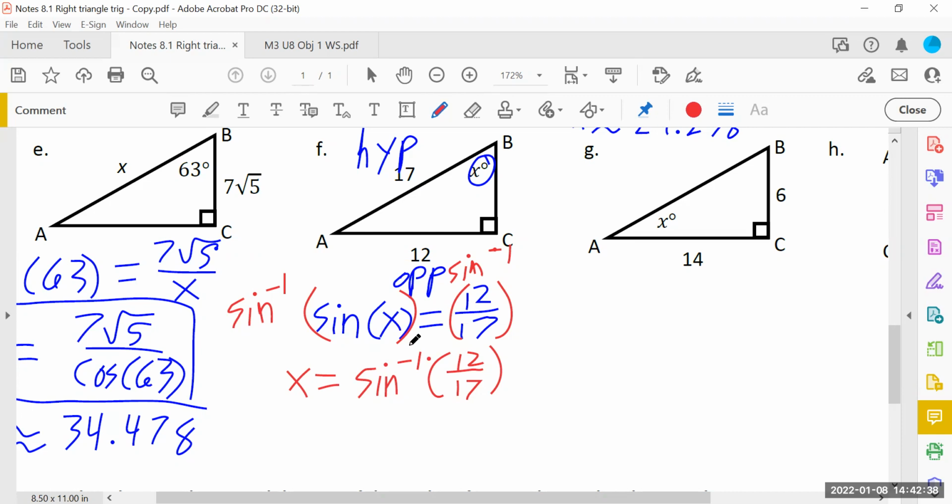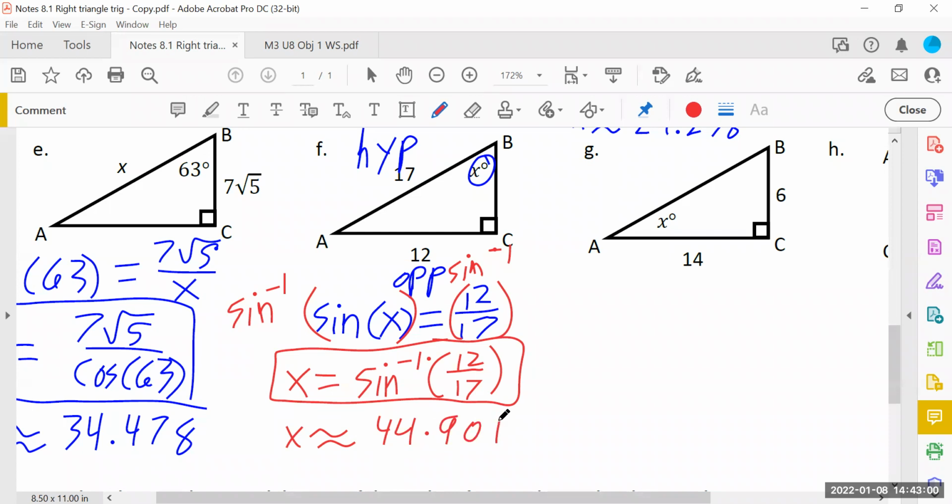If you're using a different kind of calculator, you may put sine to the -1 in and then write the fraction 12 over 17. This is going to give us the exact answer. This is the one that I personally like, but if you want an approximate one to know exactly how big that is, we're looking at 44.901 degrees. So that would be my degree for x. And again, that makes sense. That angle's a little bit off of a 45-degree angle, but pretty darn close.